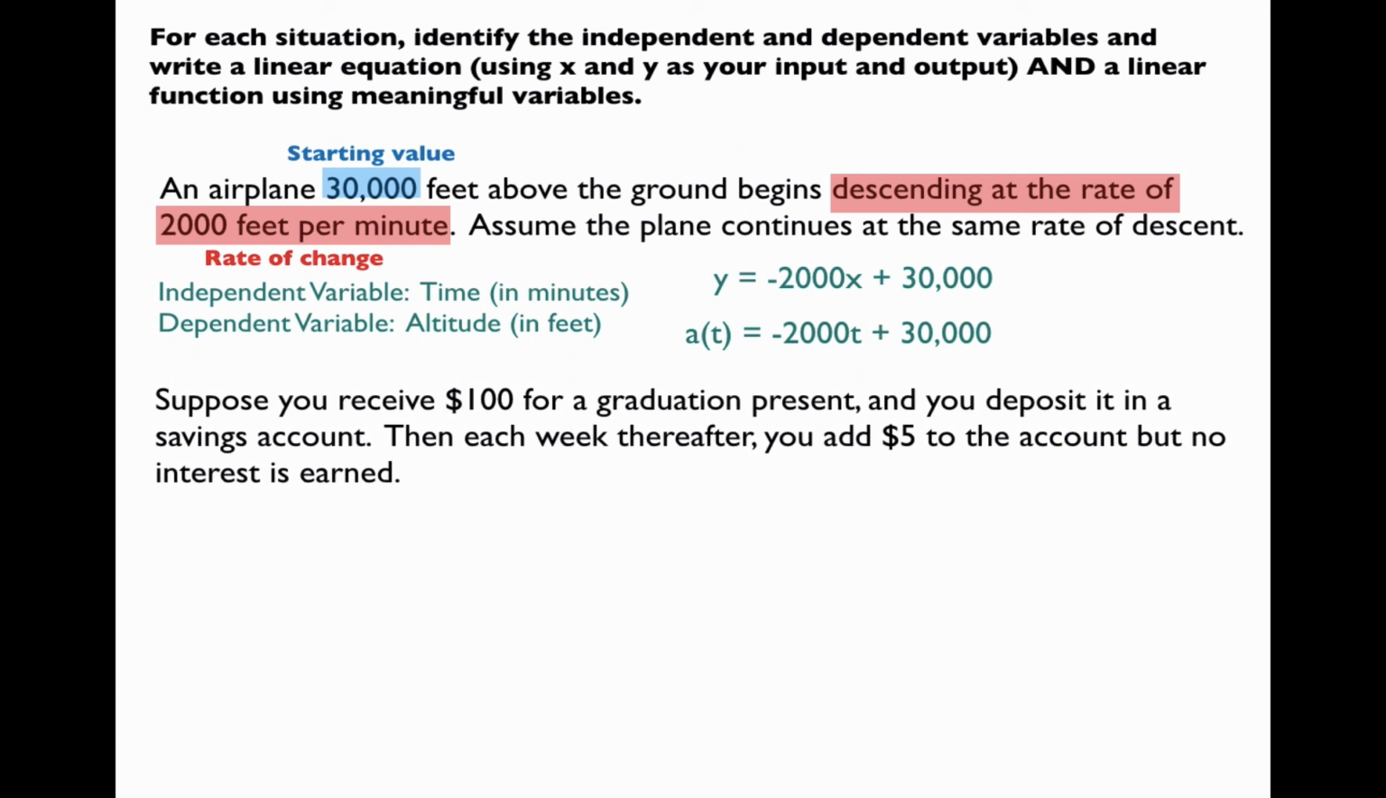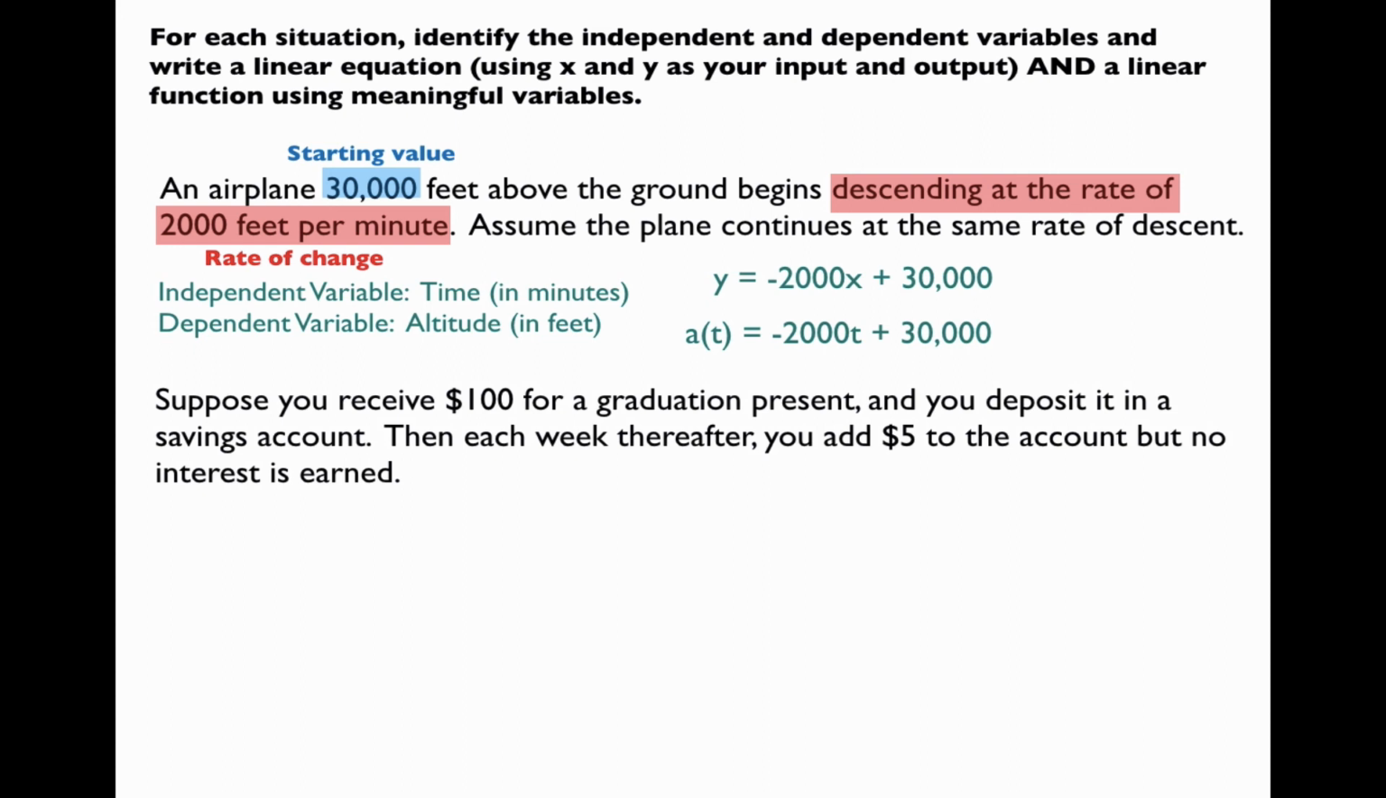So, suppose you receive $100 for a graduation present and you deposit it in a savings account. Then each week thereafter, you add $5 to the account, but no interest is earned. So, in order to begin to model this, let's first try to find the rate of change and the starting point.